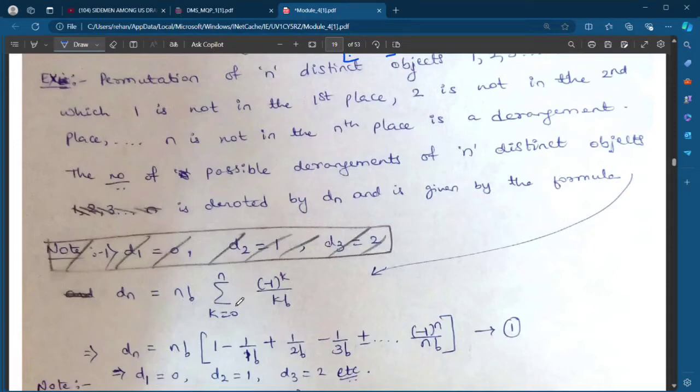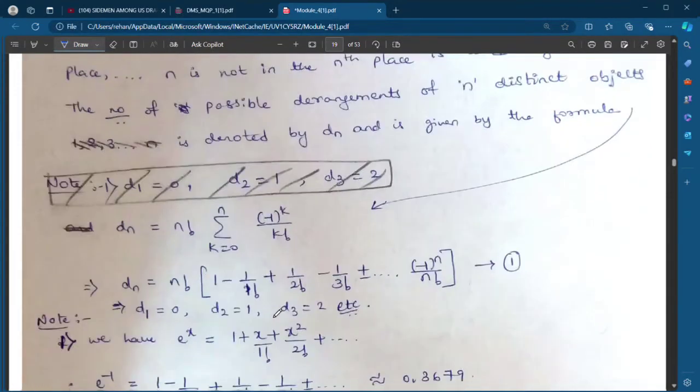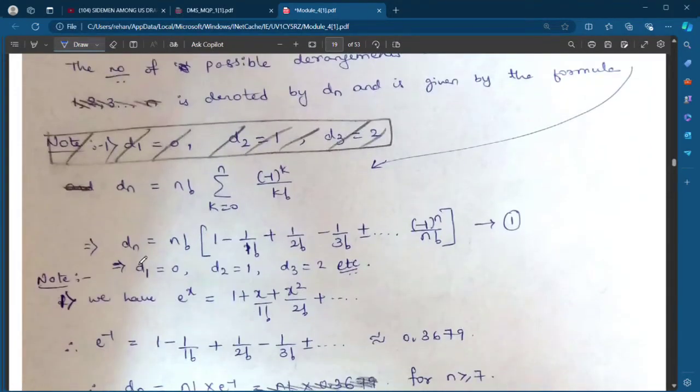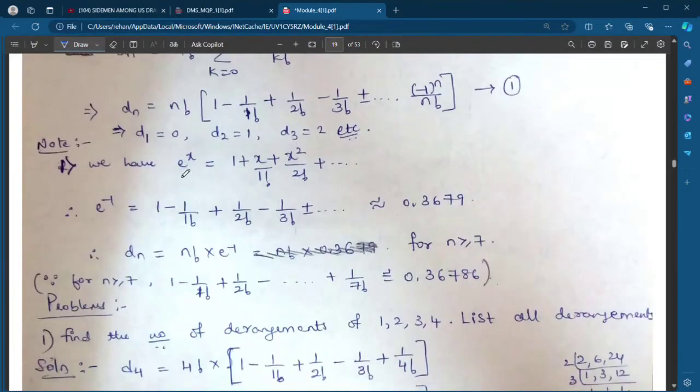Derangement is denoted D(n) = n! times the summation of k = 0 to n of (-1)^k / k!. We can also write it as D(n) = n! times (1 - 1/1! + 1/2! - ..., if the term is odd it has a minus before it, if it is even it has a plus before it, and so on up to (-1)^n / n!). That is your actual formula.